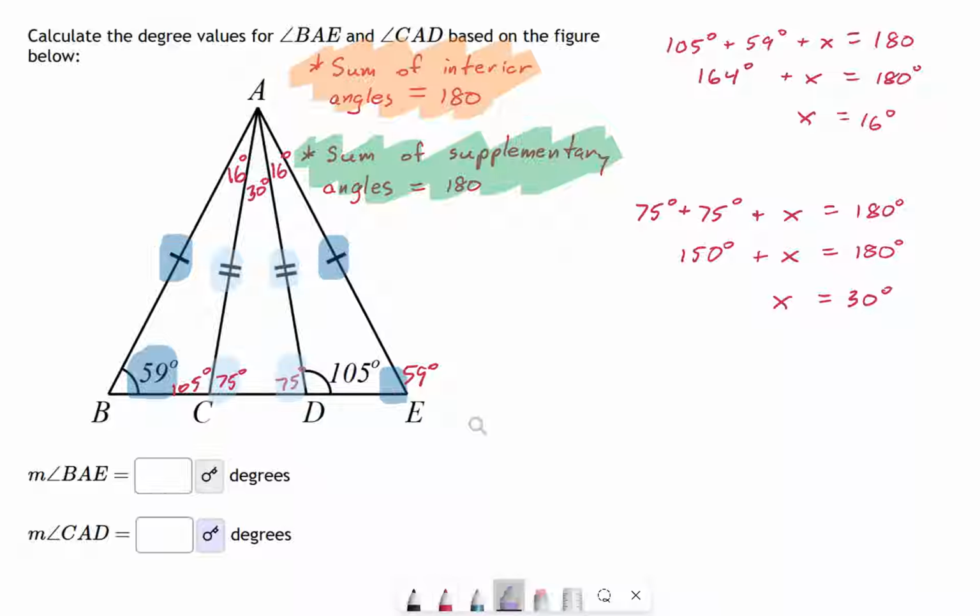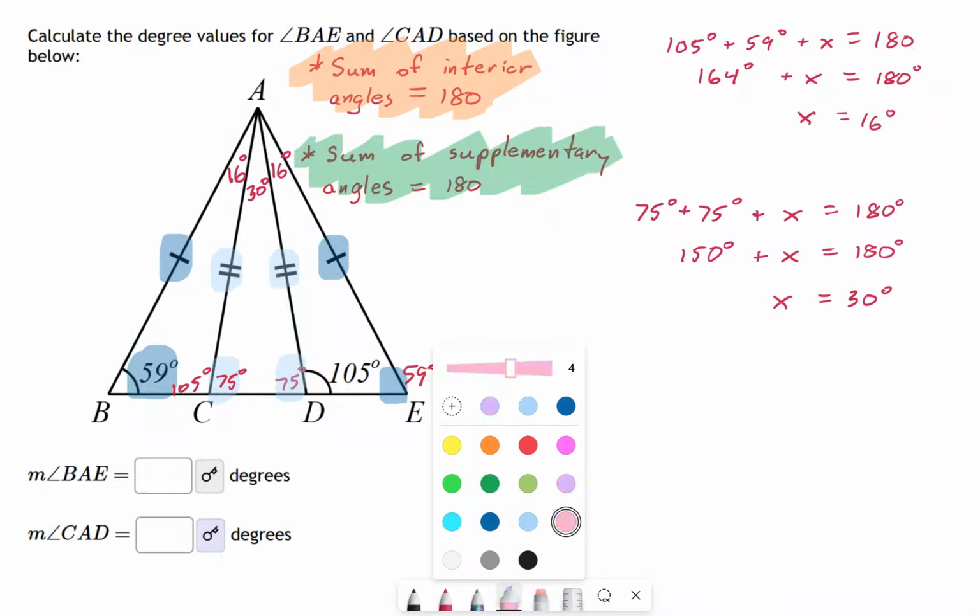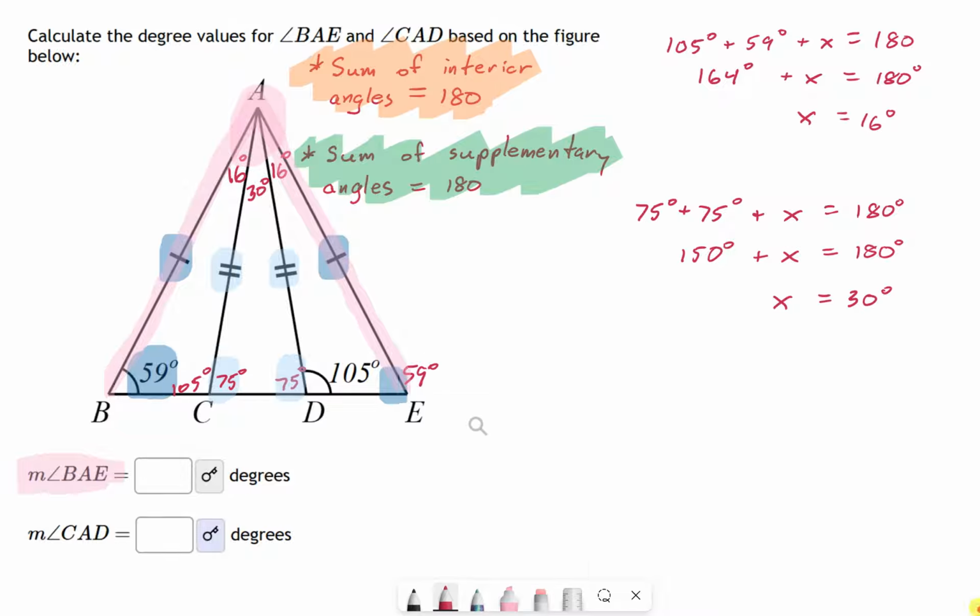Now, what is this thing even asking? I didn't even look at that yet. So let's take a look at that now. BAE. Where is that angle? Okay, so that is this angle right here. Okay, focusing on this point at the top. What's that angle? Well, it's 16 plus 30 plus 16. Okay, 16 plus 30 plus 16. So that's going to be, let's see, that's 62 degrees.